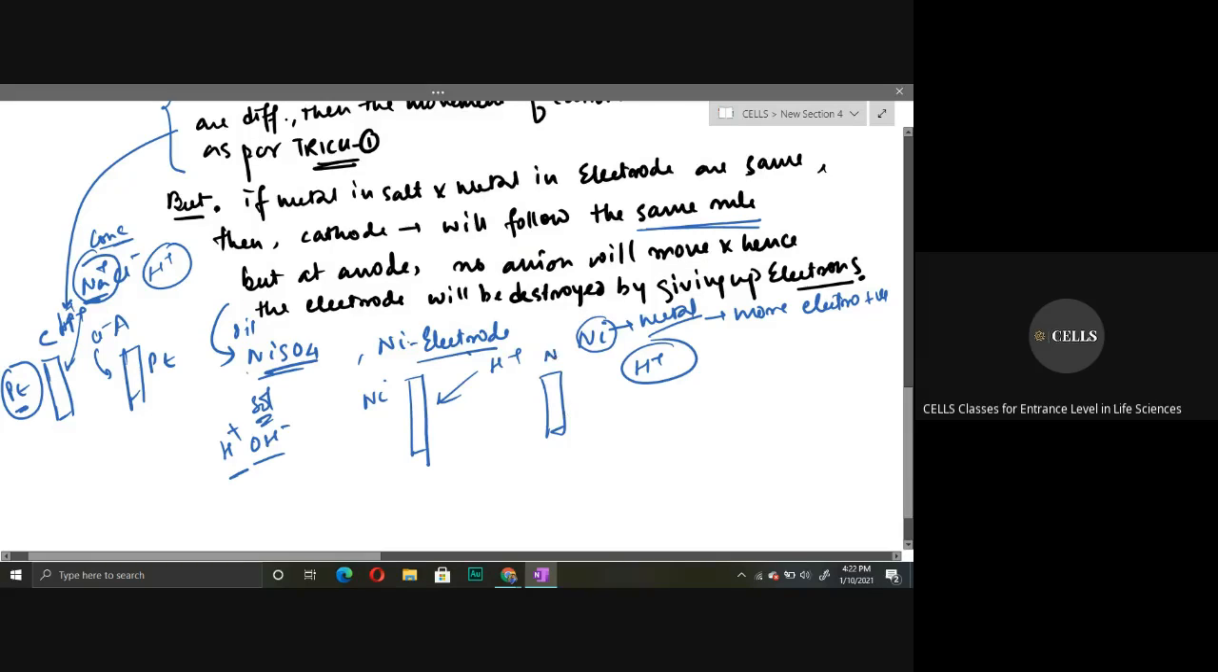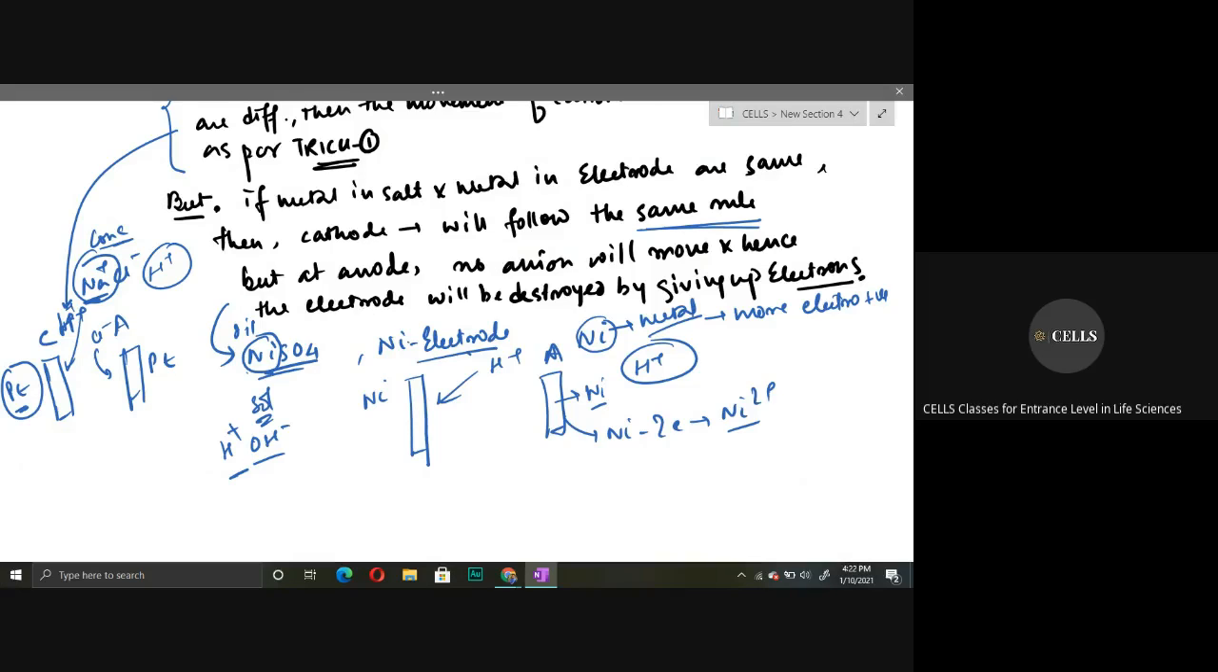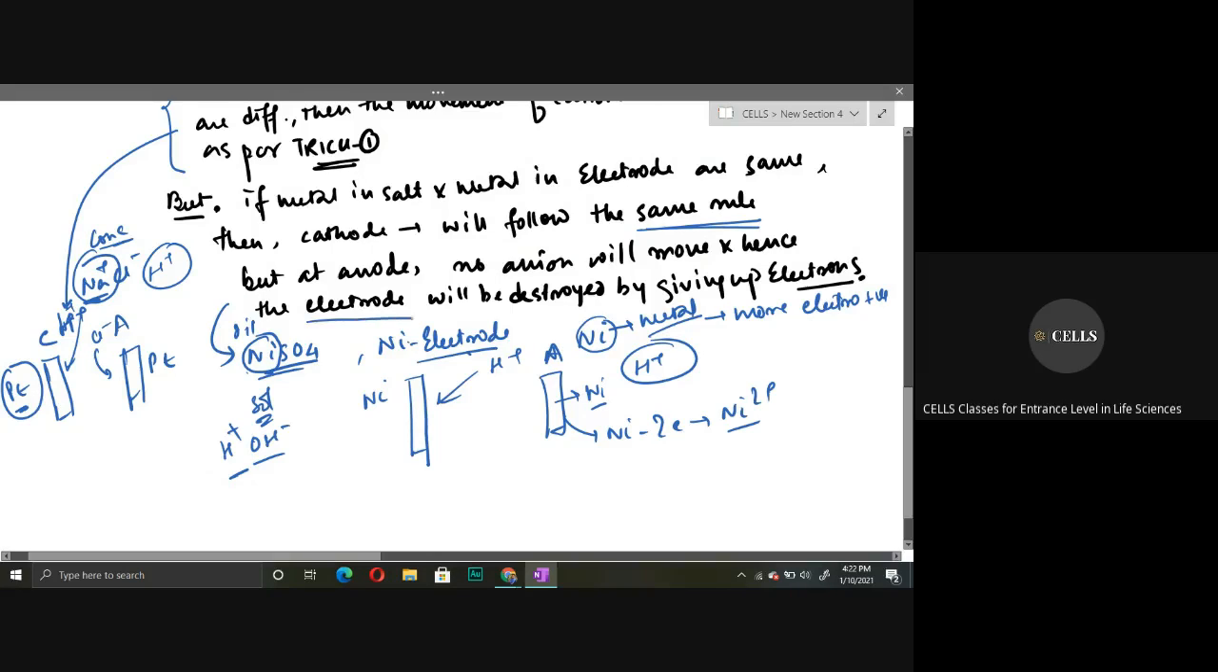But the anode is also made up of nickel, and as the metal in the salt and the metal in the electrode are the same, at the anode it will lose electrons and become Ni2 plus. You will see the concentration of the ions in the solution increase, so the electrode will be destroyed, corroded by giving up electrons.